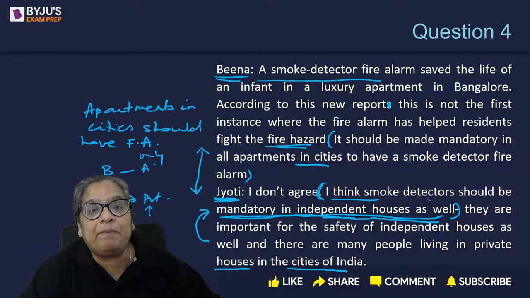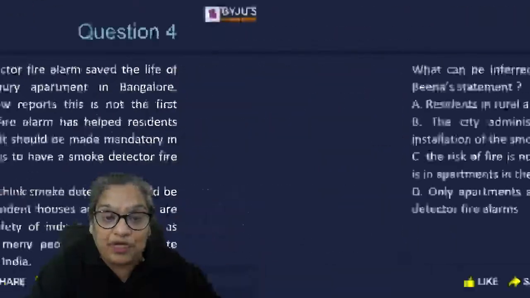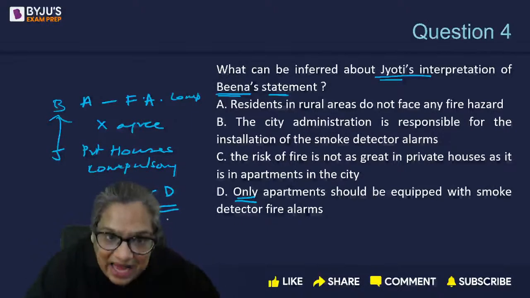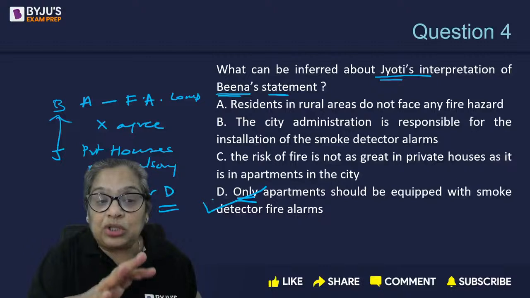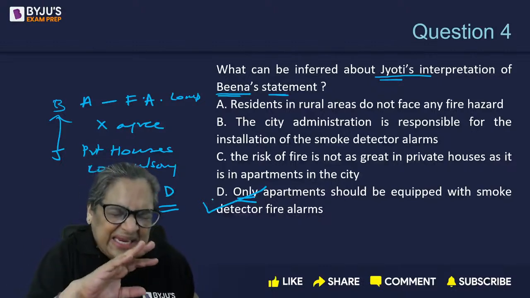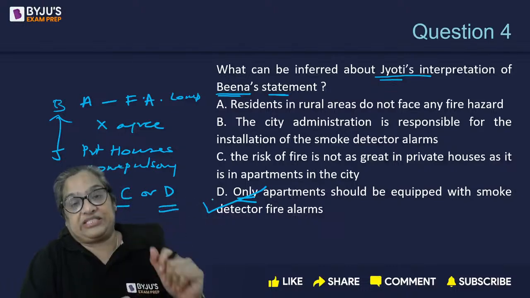क्यों होना चाहिए private houses में? वहां पे भी fire का problem है. So how did she interpret? C and D are close, but the correct answer is D. Beena is not saying anything about private houses. All she is saying is apartment में होना चाहिए.